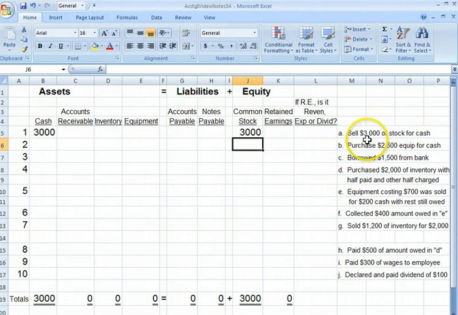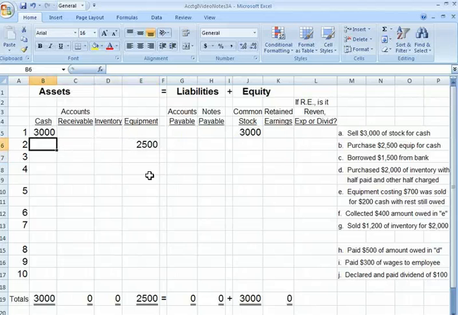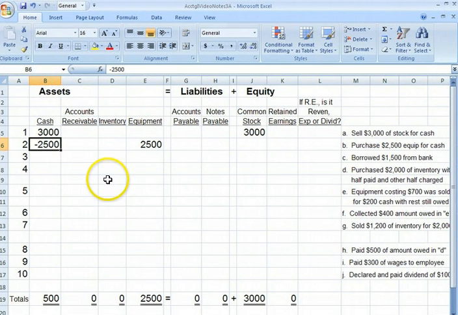The second transaction, let's assume we purchased $2,500 equipment for cash. Equipment is what we get, so that goes up by the historical cost of the equipment we're purchasing. But we paid cash for it, so cash is going to go down by the dollar amount that we spend for purchasing that. Again, notice the accounting equation equals. We have $500 in cash and $2,500 in equipment for a total of $3,000 on the left side. We still have $3,000 on the right side.